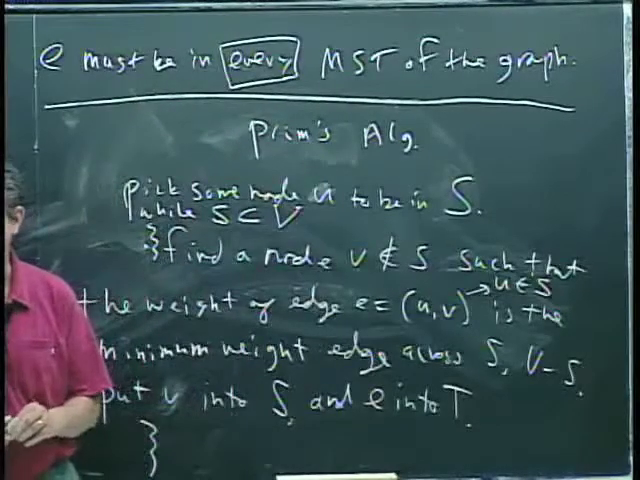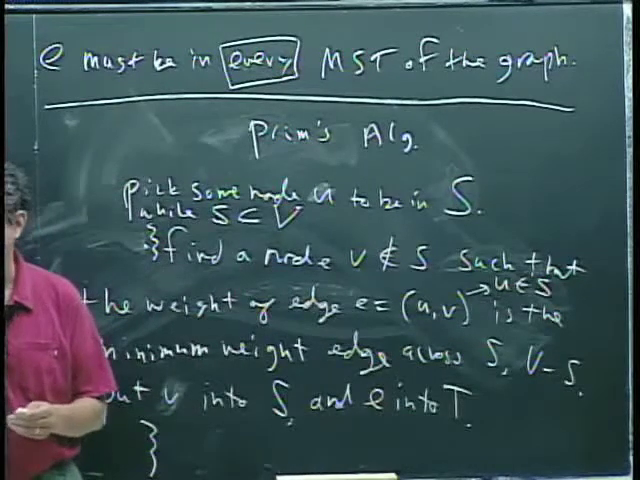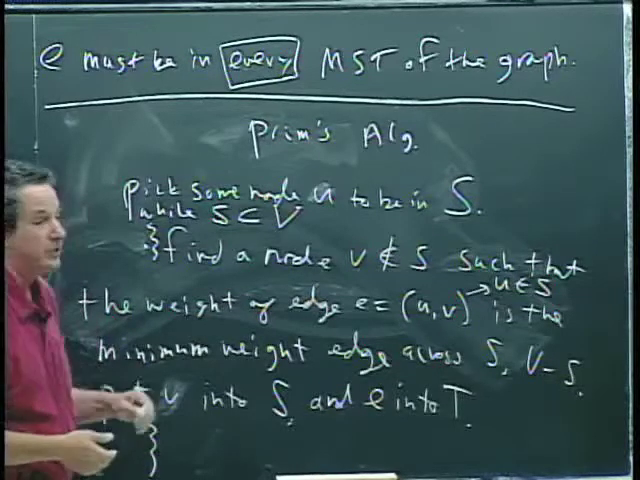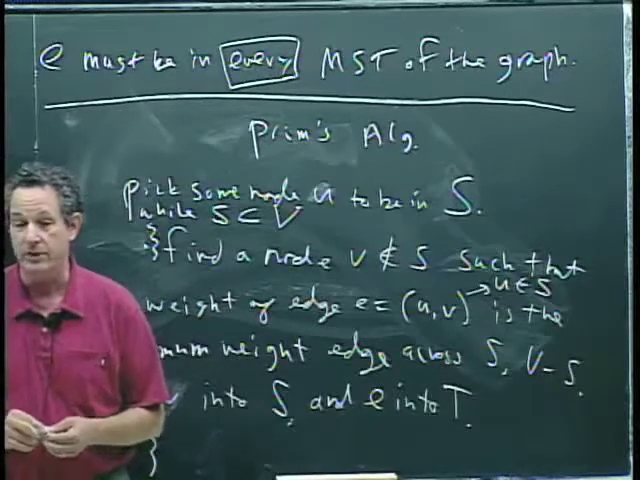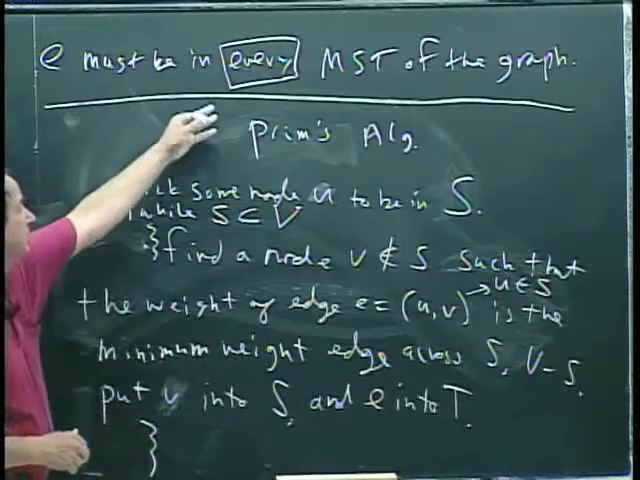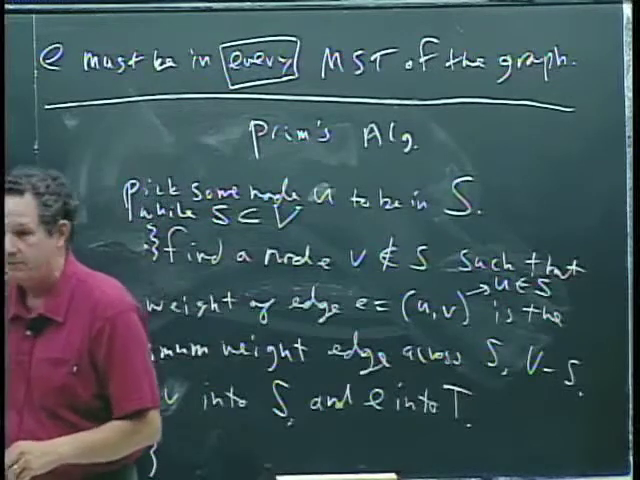Why? Because in the proof, we started with an arbitrary minimum spanning tree T and ran to a contradiction. That tree T did not have edge E in it, and we ran to the contradiction that T couldn't be a minimum spanning tree. So, in fact, every minimum spanning tree has to have that edge E that's described in this lemma.